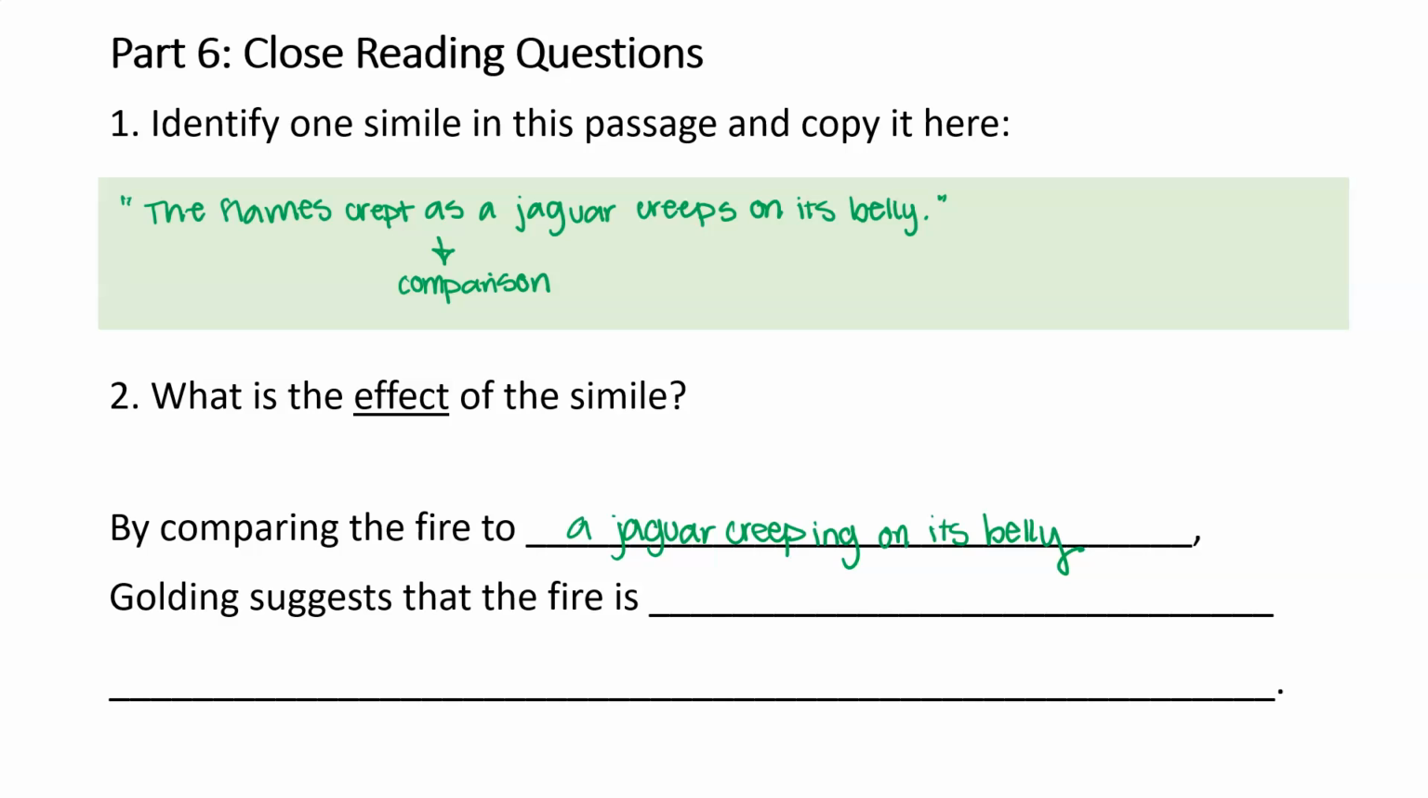So it suggests that the fire is predatory, meaning it's a predator going after the prey of the forest, and maybe even wild and out of control, because it's like a wild animal. It can't be controlled. So just like a jaguar can't be tamed because it's a wild creature, this fire can't be tamed.